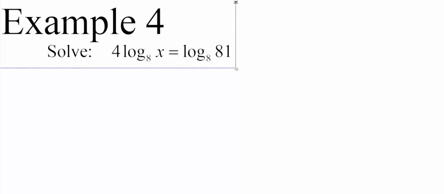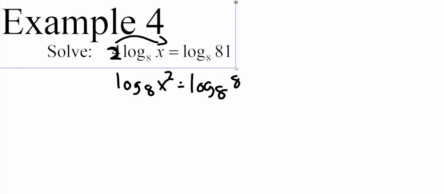All right, so our next example here. I'm going to change this. For our purposes, that's going to be 2 times the log base 8 of x equals the log base 8 of 81. So we've got to move this guy to get the log by itself. So now we have log base 8 of x squared equals log base 8 of 81. Now we've got the log base 8 on each side, we can get rid of them. So we have x squared equals 81.